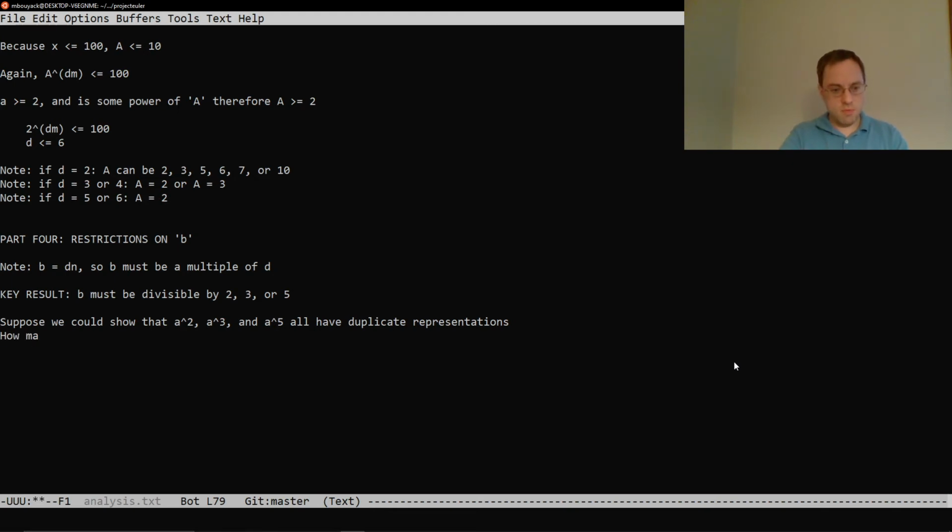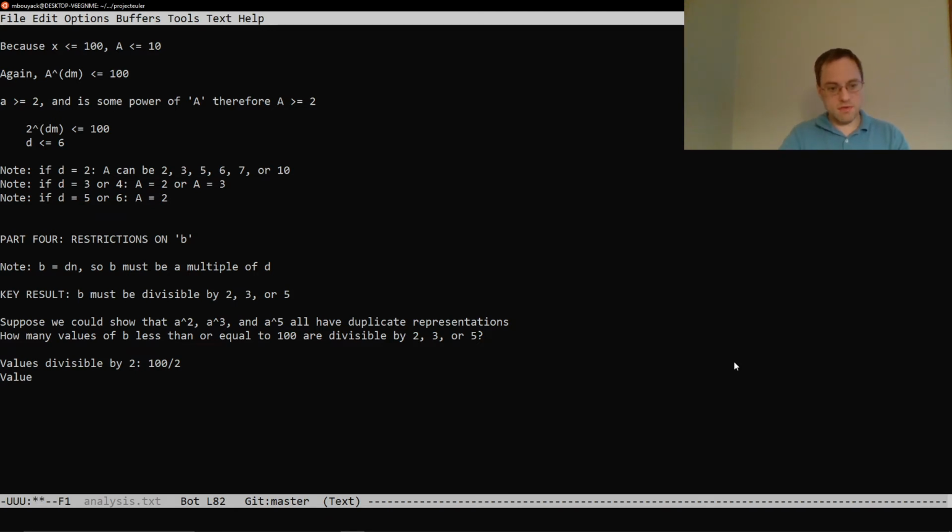So we'll say, how many values of b less than or equal to 100 are divisible by 2, 3, or 5? First let's look at values divisible by 2. And that's going to be very easy. You just take 100, divide by 2, and you get 50. There are 50 even integers less than or equal to 100.